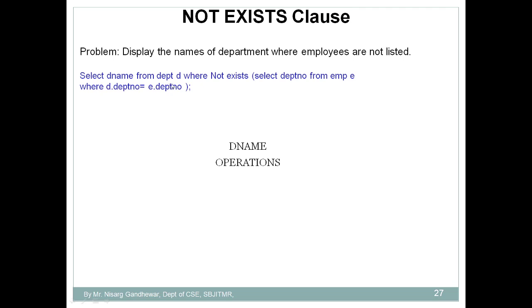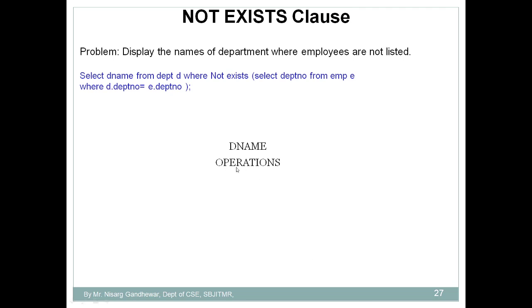It is the same query as the previous one, only one new change: we have added a NOT keyword. SELECT dname FROM department D WHERE NOT EXISTS (SELECT department number FROM employee E WHERE d.dptno = e.dptno). It will return the department numbers matching this condition, and since we are checking NOT EXISTS, it is exactly opposite of EXISTS.